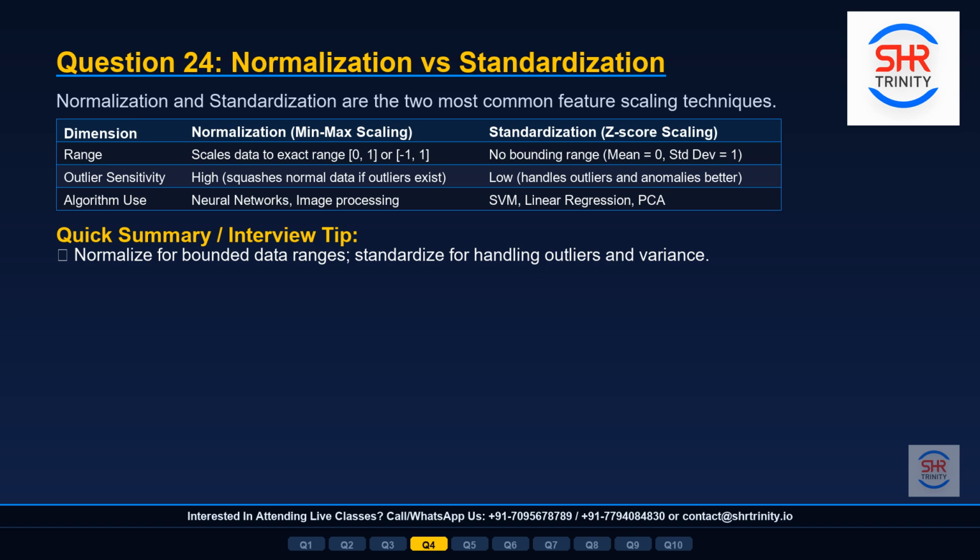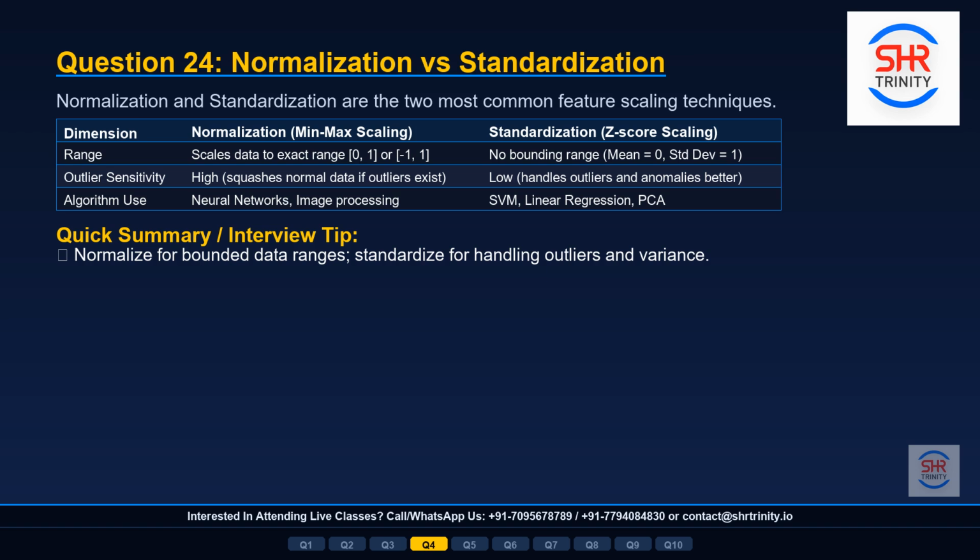Standardization, or z-score scaling, centers the data around a mean of 0 with a standard deviation of 1. It subtracts the mean and divides by the standard deviation. Because there are no bounding limits, standardization is far more robust to outliers and preserves the distribution shape, making it the preferred choice for algorithms like PCA, support vector machines, and linear regression.